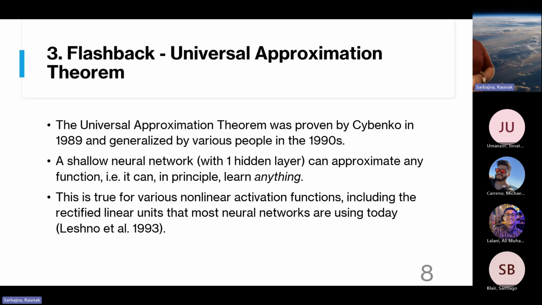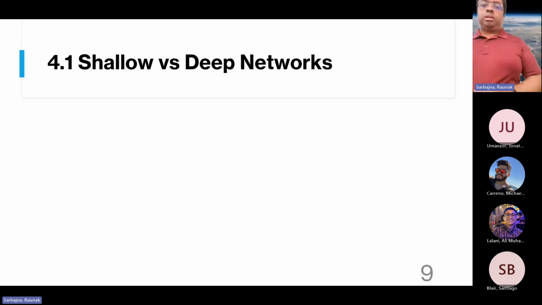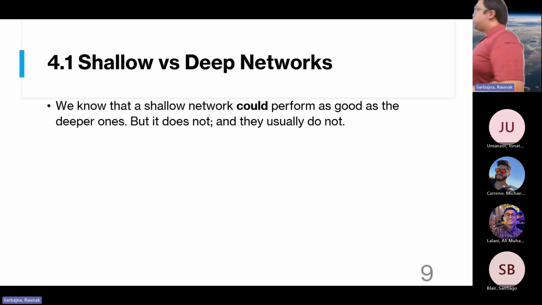So, if that's the case, why do we need deep learning? Why do we need bigger networks at all? Right? If a shallow network can solve this for us, based on the universal approximation theorem, then shallow networks, like one hidden layer networks, could perform as good as any deep learning network, any LLM, any ChatGPT model you can throw at it.